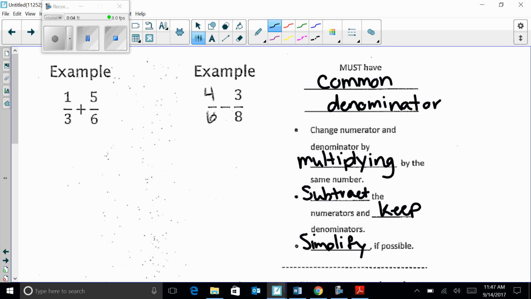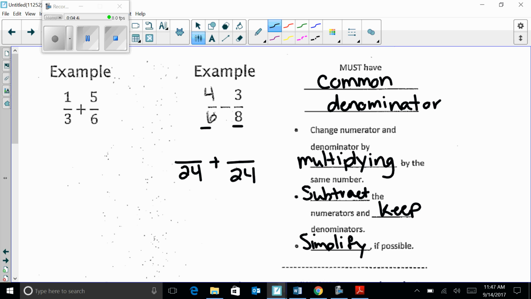Okay, so I'm looking to find a common denominator. I have a 6 and I have an 8. So I'm going to think of a multiple of both of these numbers that they will both go into. So remember, multiples are when we multiply 6 times 1, times 2, times 3, times 4. The answers that we get will be multiples. So I know that both of these numbers will go equally into 24. So I'm going to turn them into something over 24.